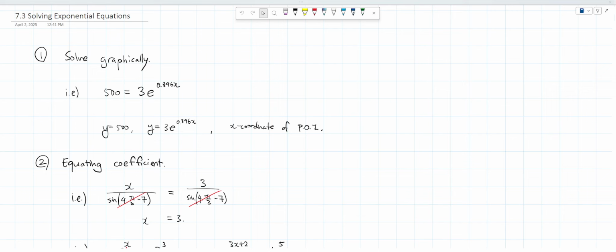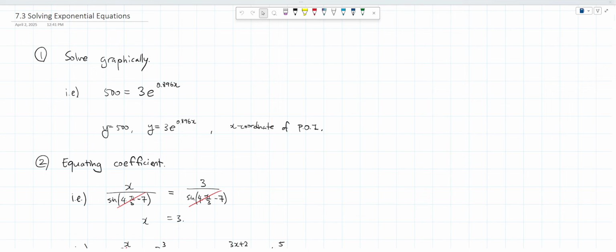Here's a recording of the lesson on 7.3, solving exponential equations, in Pre-calculus 12. In the previous class, I mentioned that there are multiple methods of solving exponential equations. One way is to solve graphically, by putting the left-hand side as y equals, and the right-hand side as y equals, into the graphing calculator, and finding the x-coordinate of the point of intersection.